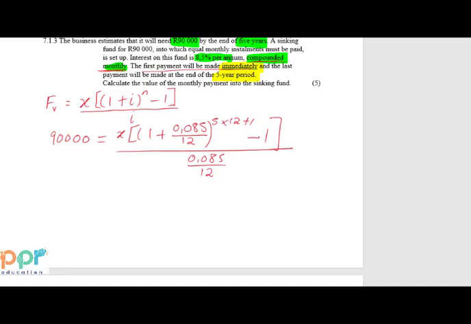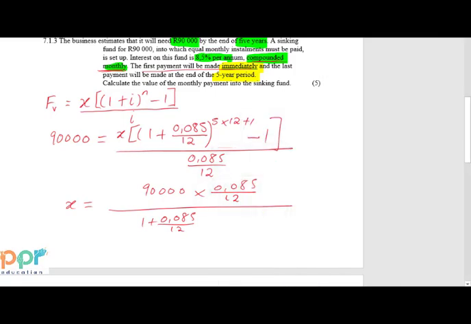Now, to find x, the monthly payment, you will say 90,000 divided by all this. So 90,000 times 0.085 divided by 12. All this will be divided by 1 plus 0.085 over 12. So 5 times 12 is 60. So that's 60 plus 1 is 61. So this is to the power 61, minus 1. And then your x will be the monthly payment.